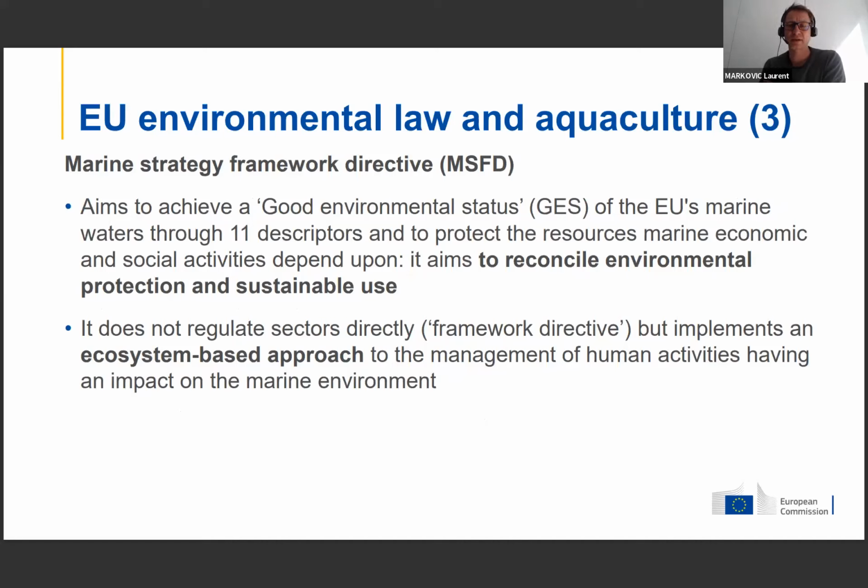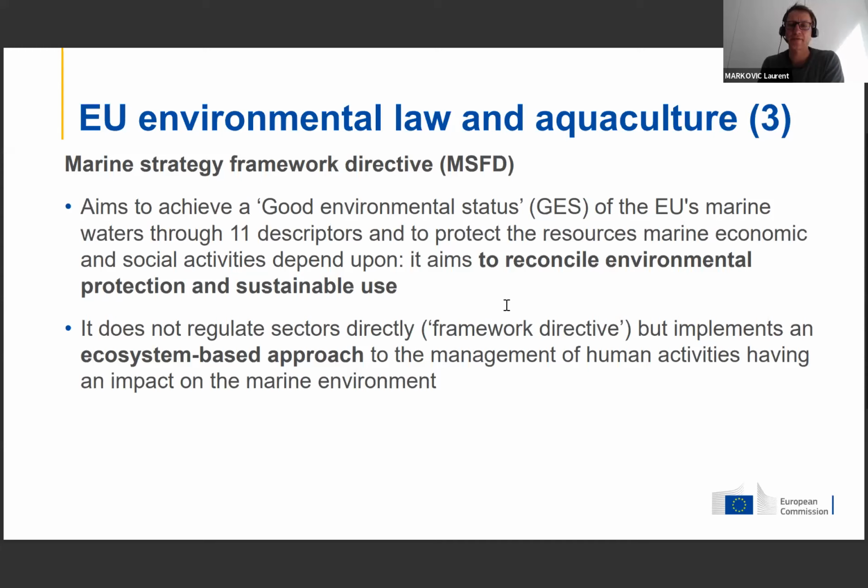So now this, the MSFD, the Marine Strategy Framework Directive, is the directive which my unit takes care of. And similar to the Water Framework Directive, here the objective is to achieve a good environmental status of the EU marine waters. And there's a list of 11 descriptors for each of which you need to reach GES. And basically the objective of this directive is to reconcile the environmental protection and the sustainable use of marine waters by human activities.